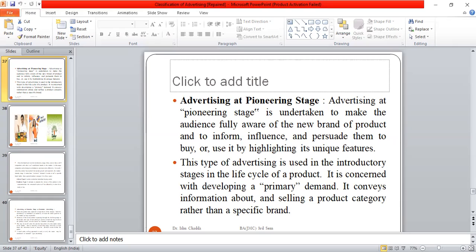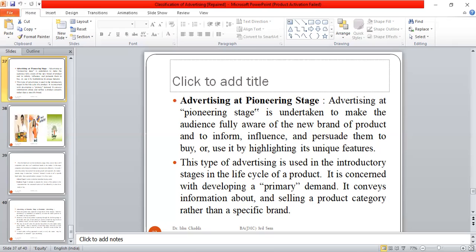This type of advertising is used in the introductory stage in the life cycle of a product. It is concerned with developing a primary demand. It conveys information about and sells the product category rather than a specific brand. This basically belongs to when you introduce your product. When you are at the initial stage, you have to develop a primary demand so that it conveys the information of the product. You have to convey each and every aspect of the product.